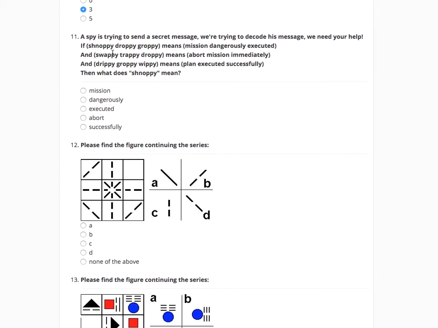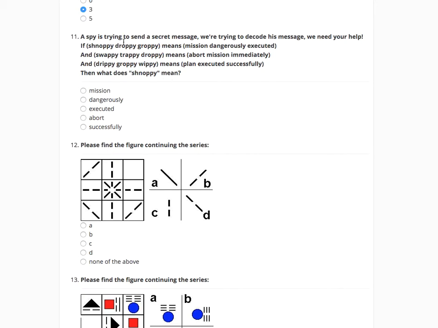Let's see, a spy is trying to send a secret message. We're trying to decode his message. We need your help. Schnoppy, droppy, groppy means mission dangerously executed. Swappy, trappy, whatever. I'm not going to read this whole thing. All right. What does schnoppy mean?